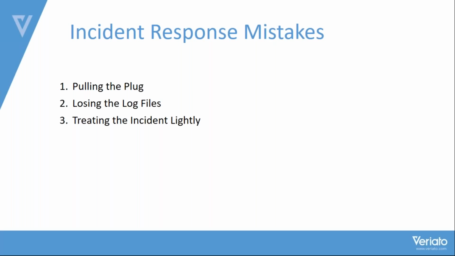The first one is pulling the plug too early. Okay? Stopping my investigation too early. So computers operate on electrical power, right? So if an attacker manages to get past your established defenses, the initial response of a lot of people who are not sophisticated enough and don't know is to shut off the power rather than risk further data exfiltration or other harmful attacker activity.